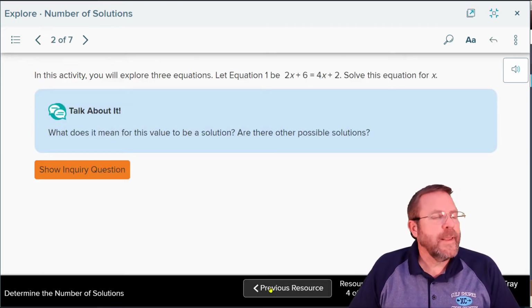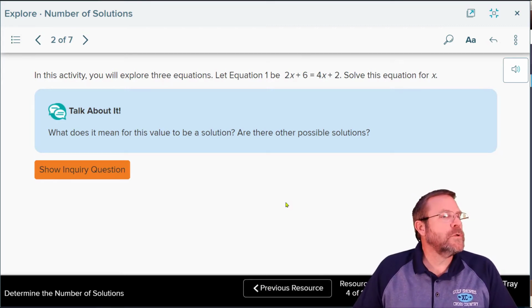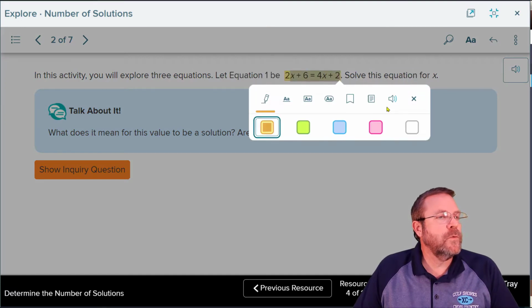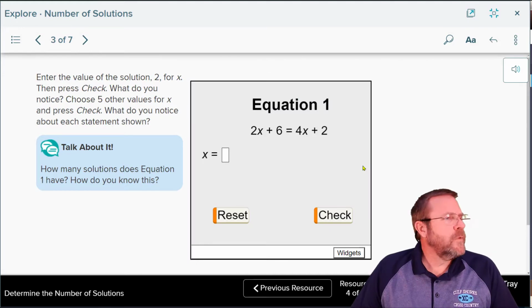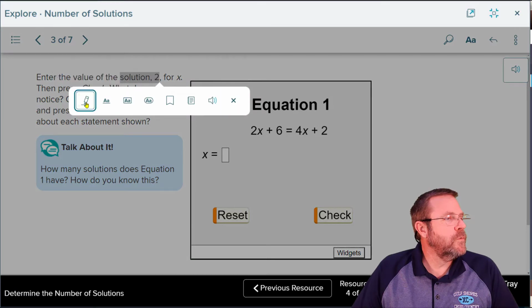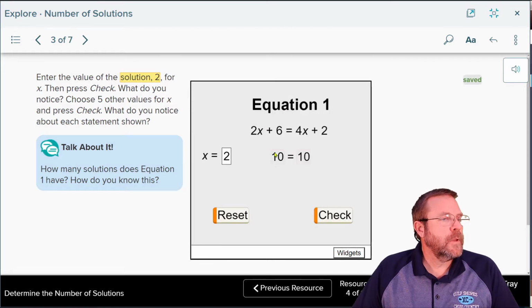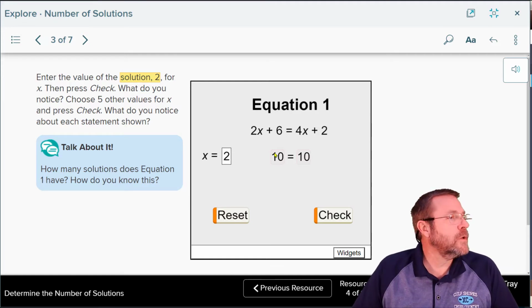Now, in this activity, we're going to explore 3 different equations. The first equation, equation 1, is going to be 2x plus 6 is equal to 4x plus 2. And we want to solve for x. So what happens if we were to say that x is equal to 2? We're going to put in a solution of 2 for x, and when we check it, we get 10 equals 10. So 2 is a valid answer for that equation.